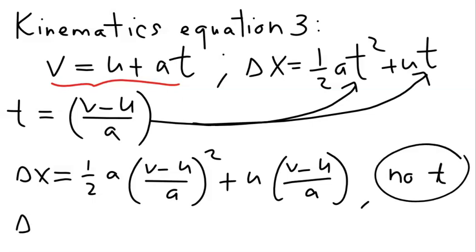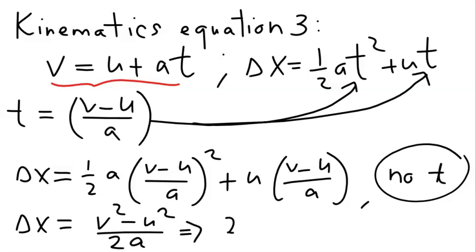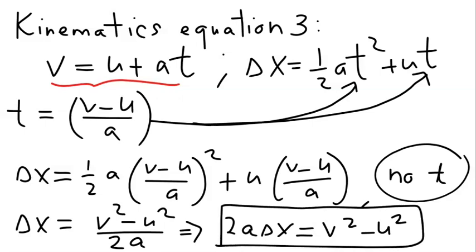Now when you do this algebra, when you simplify it, certain terms will cancel, and this is what you're going to get. If you rearrange this, you get 2a delta x equals v squared minus u squared. Now this is the third equation of kinematics.